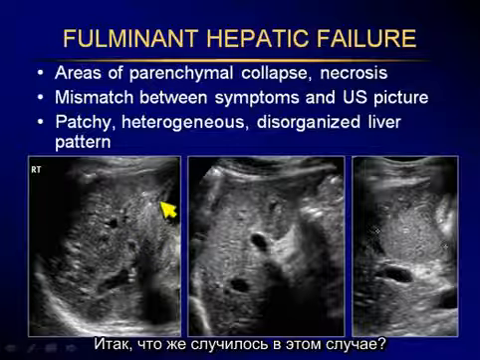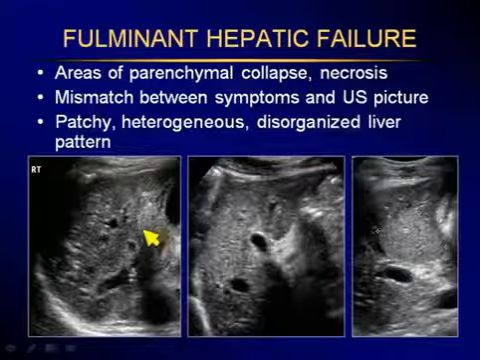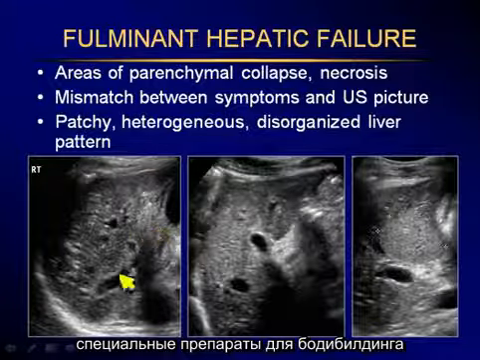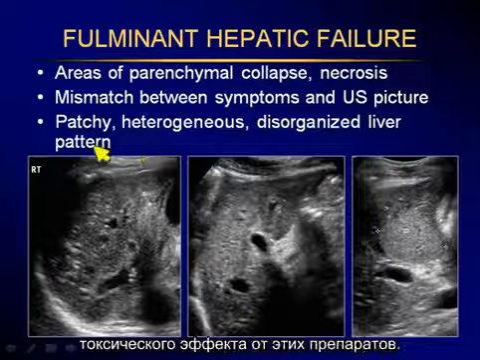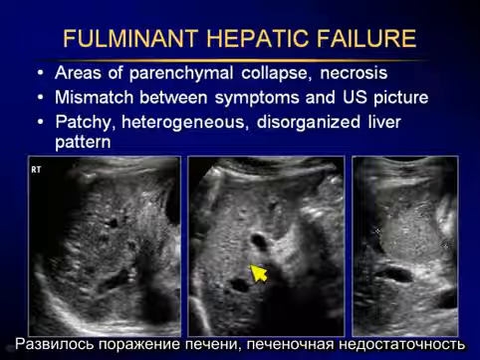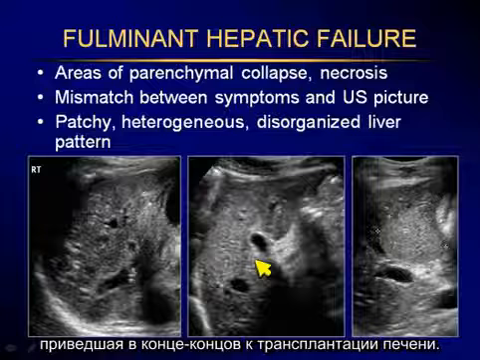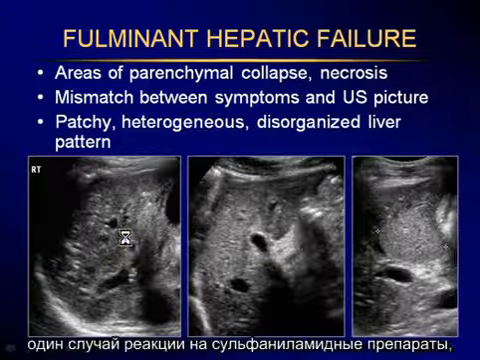So what happened in this case? It turned out that he was using herbs, certain herbs for bodybuilding, and apparently developed some kind of toxic effect from these herbs, and developed liver failure and ended up with a liver transplant. I have seen such situations happen.